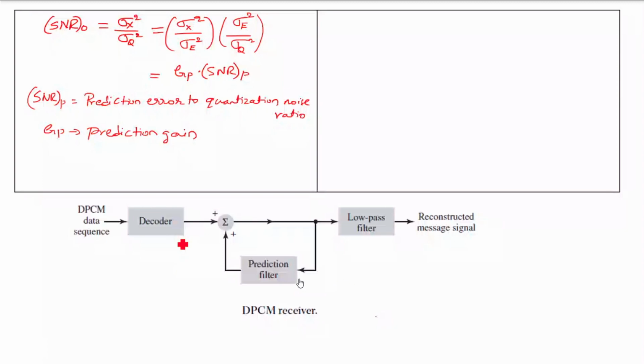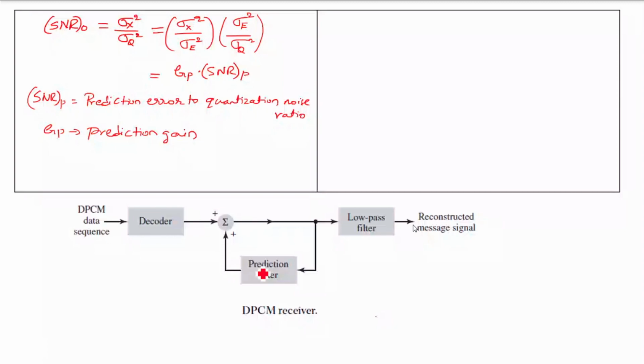The previous prediction error that has come is given a proper predicted value, and this is added to the next sample that has come, resulting in a particular sample. This sample is passed through a low pass filter to reconstruct the message signal. This is the DPCM receiver.